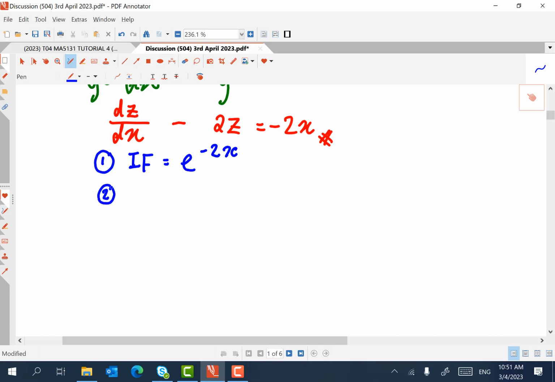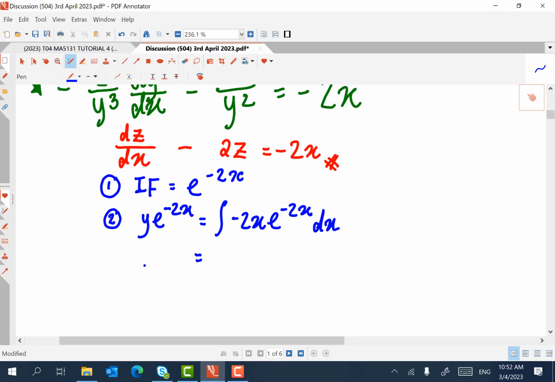What is the next slide, Katish? y times IF is equal to the integration of negative 2x times e to the power 5. Okay, how to get the IF?